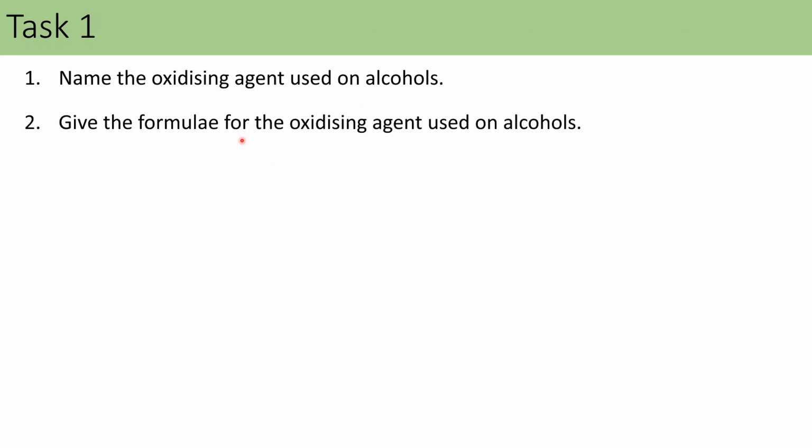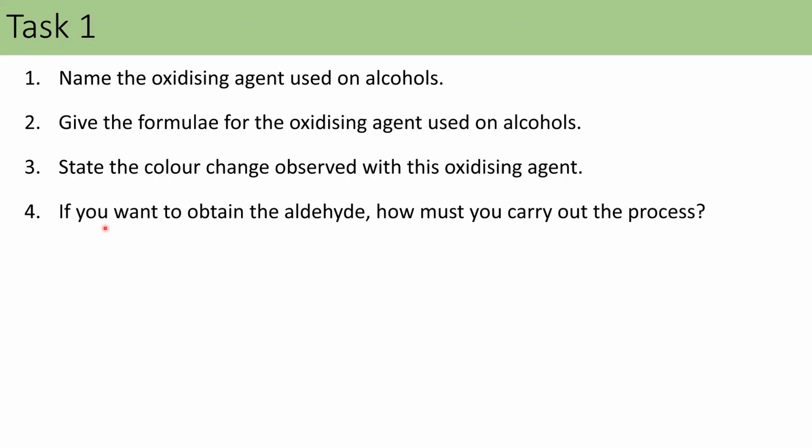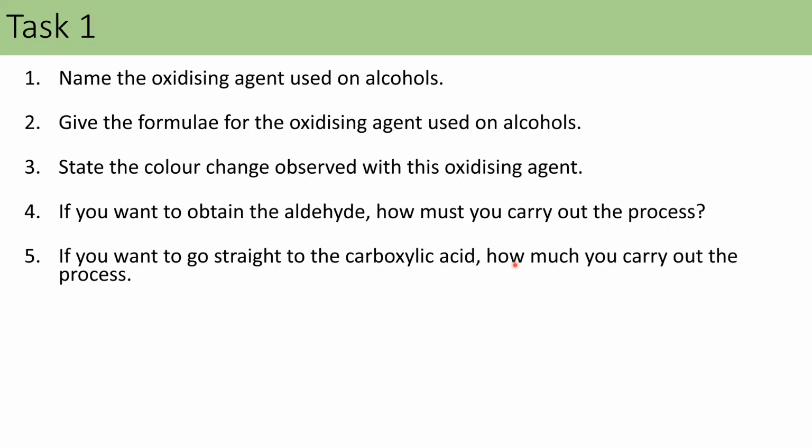So this is your first task. Here are the questions. Your first question is name the oxidizing agent used on alcohols. Your second is give the formula for the oxidizing agent used on alcohols. Third question is state the colour change observed with this oxidizing agent. Fourth question is if you do want to obtain the aldehyde, how must you carry out the process? Next question is if you want to go straight to the carboxylic acid, how should you carry out the process?